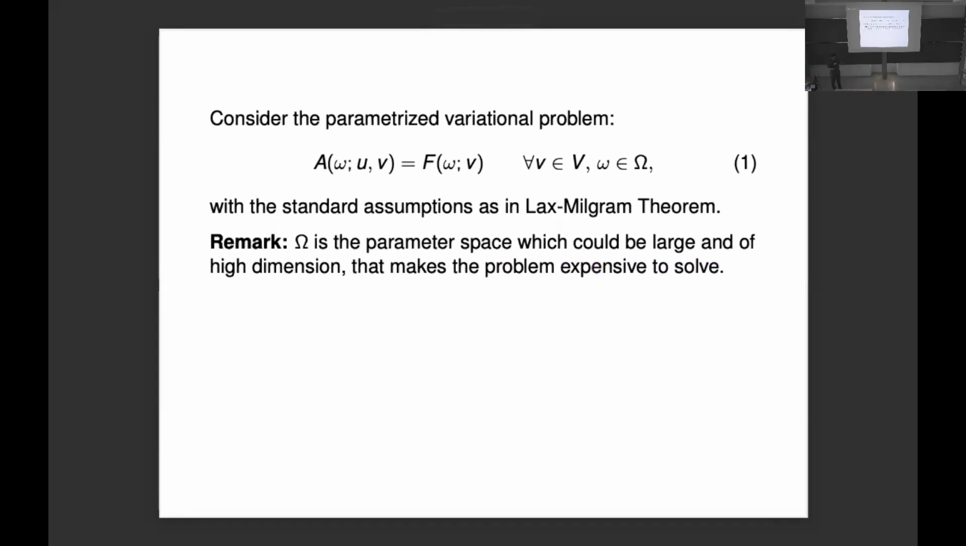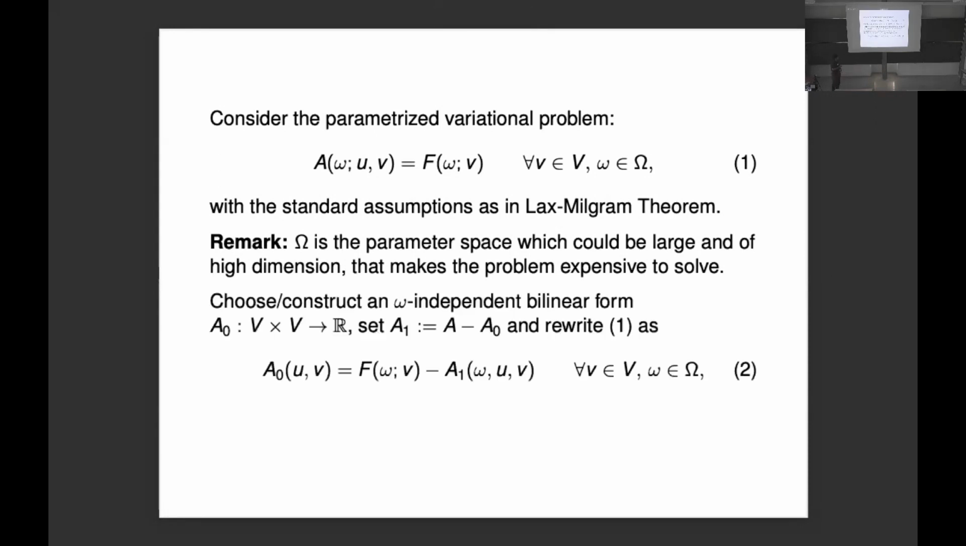So the idea is very simple. I present this in a general framework. You have a linear variational problem. The bilinear form A depends on a parameter omega. It could be a deterministic parameter, or it could be a stochastic parameter. Omega could live in a probability space. So the idea is very simple.